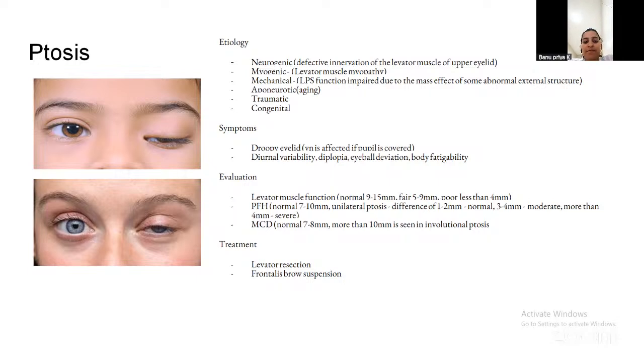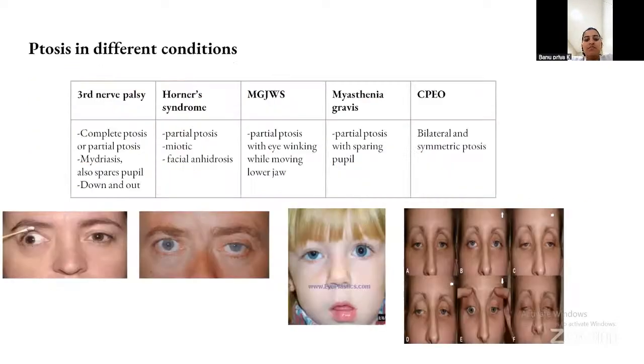Next slide. So, ptosis in different conditions. In third nerve palsy, it presents with complete or partial ptosis with mydriasis, also sometimes a fixed pupil, down and out. Can you see the first image there? The down and out eye position is seen. And in Horner syndrome, partial ptosis will be there, miosis will be there, along with facial anhidrosis. Dryness of the face is also seen. And in Marcus Gunn jaw-winking syndrome, partial ptosis is seen.